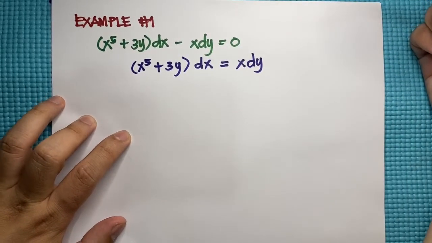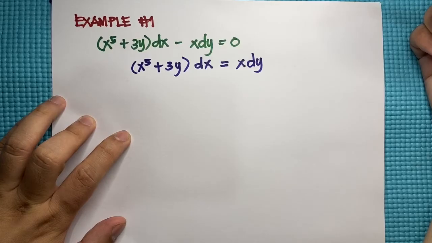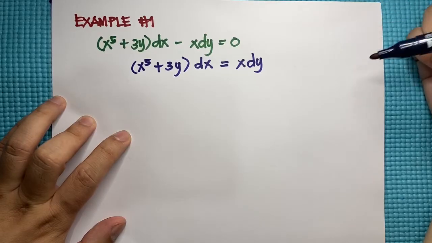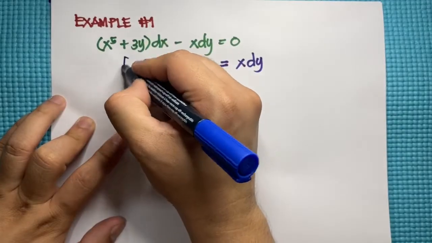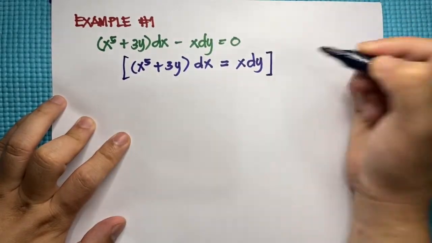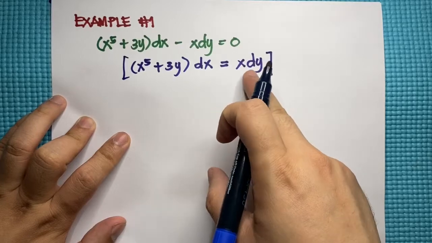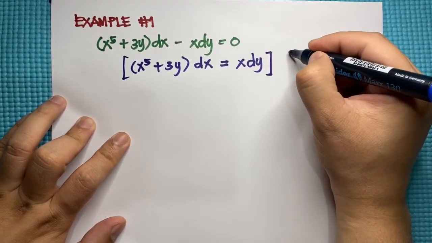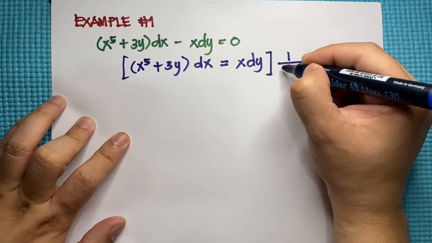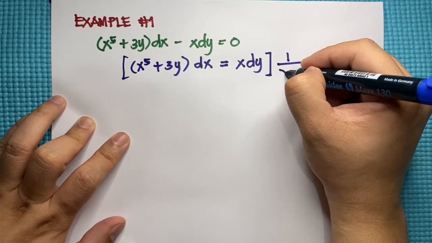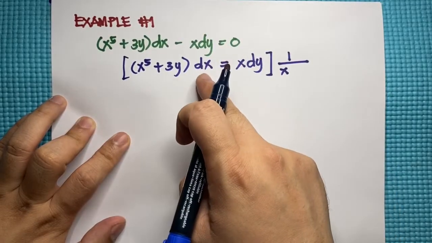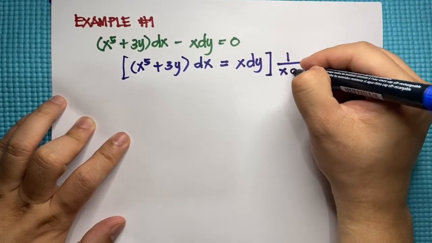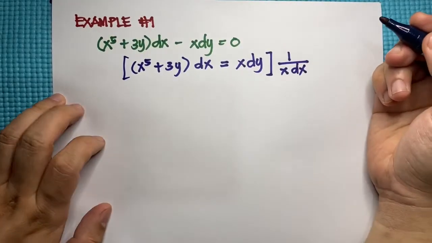And since we are trying to transform this into a differential equation linear in y, we have to make our differential dy over dx. So in such case, we need to remove what is attached to dy. Since we have x there, we will be dividing the entire equation by x to remove what was attached to dy. And since we are transforming it into dy over dx, I will be dividing it with dx as well.